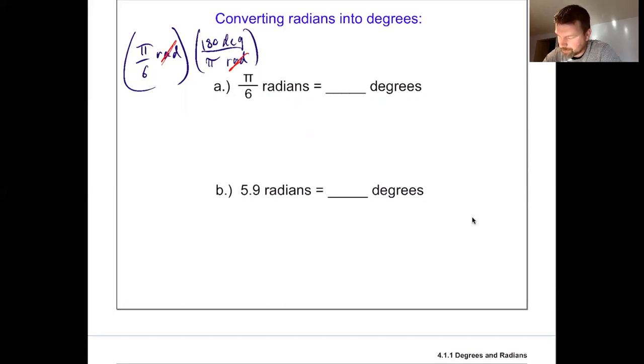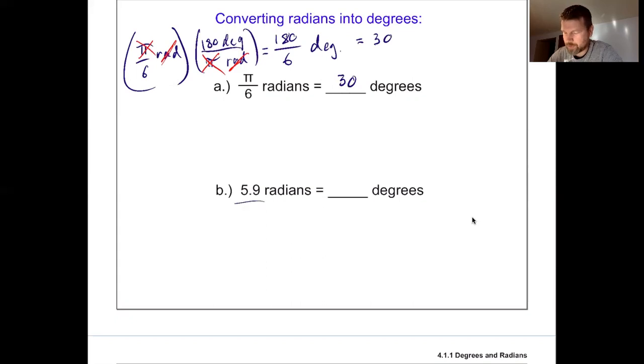Oh, even better, take a look at this. Not only do the radians labels cancel out, but that pi and that pi are going to cancel out. Sweet, which makes it even nicer. In this case, I just get 180 over 6. And 180, that divides nicely by 6. 180 divided by 6, that's just 30.